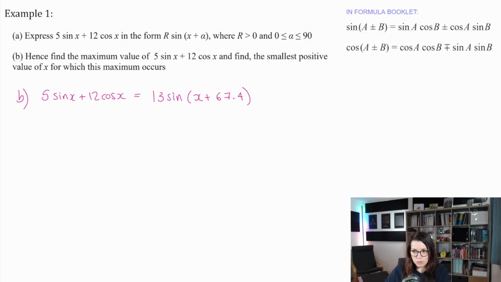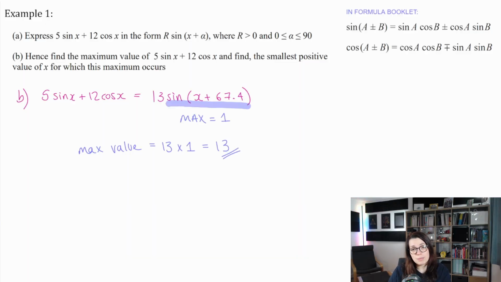what is the maximum that sine can ever be as a function. And we all know that the maximum sine can ever be is positive 1. Doesn't matter what x is, the maximum of that particular part of the function is always 1. That makes this really easy then, because then we just say that the maximum value of the expression or function altogether is just 13 times 1, which is just 13.